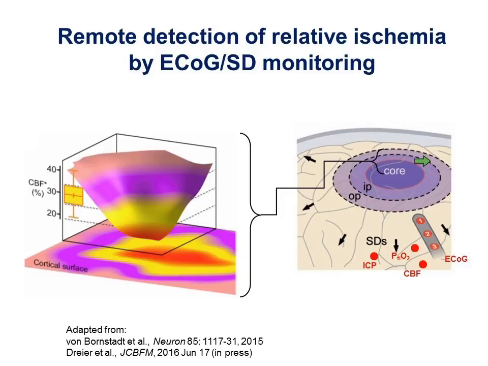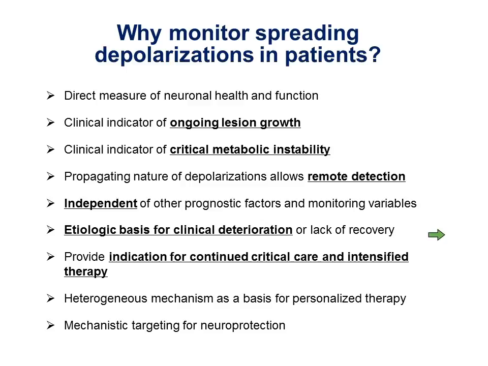However, the advantage of ECOG is that it can detect developing changes at this location, because these instances of energy supply-demand mismatch triggering depolarizations will cause the depolarizations to propagate and reach the electrode strip. So this is a real advantage, I believe, of monitoring ECOG and paying attention to depolarization data. So I hope I've now provided a little bit of evidence to support some of these reasons for why to monitor spreading depolarizations in patients.